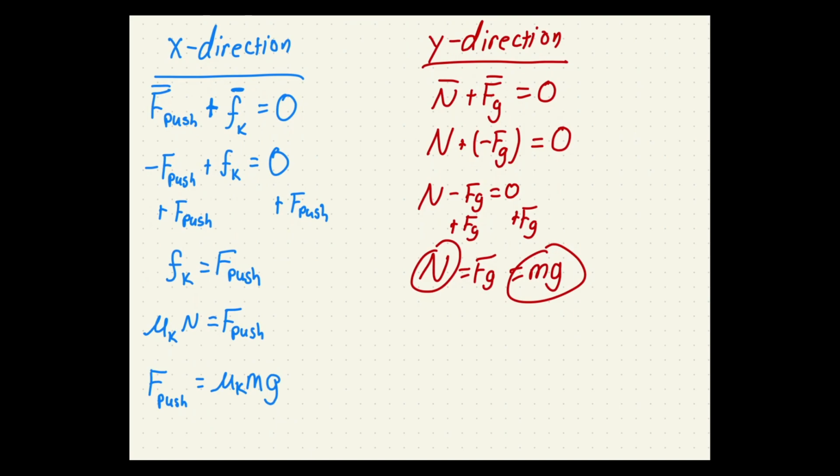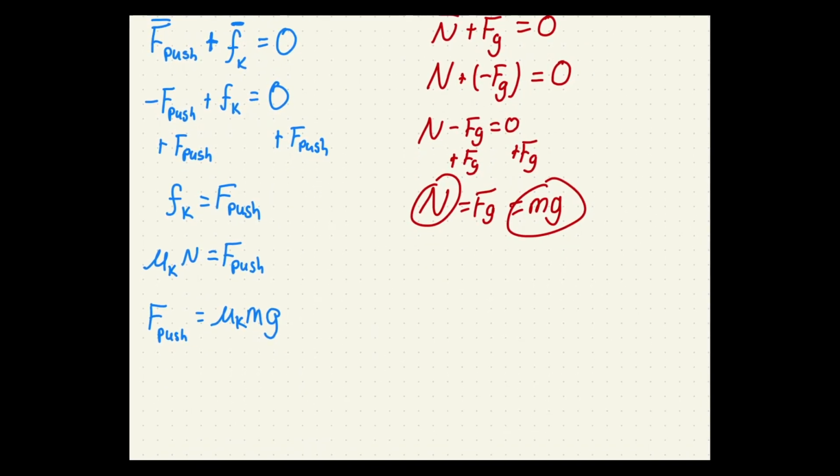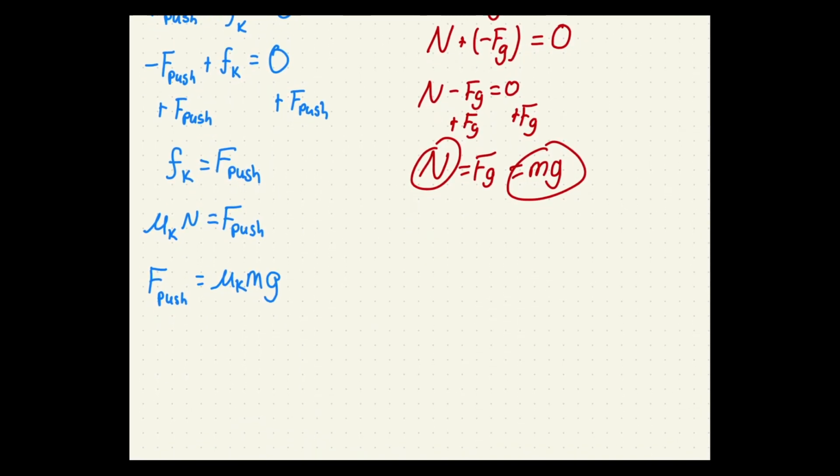Now, if I know my coefficient of friction and my mass of the object that's interacting with the surface, I will be able to calculate my push force. Again, considering that this would have to be a constant velocity case. So constant velocity, or 0 acceleration.